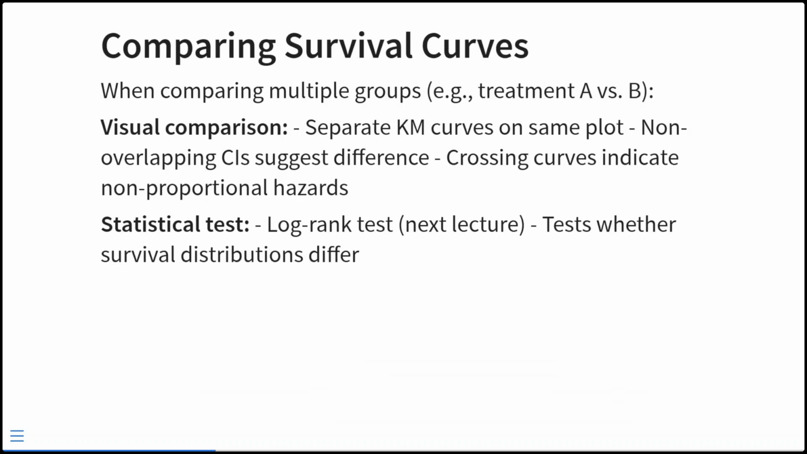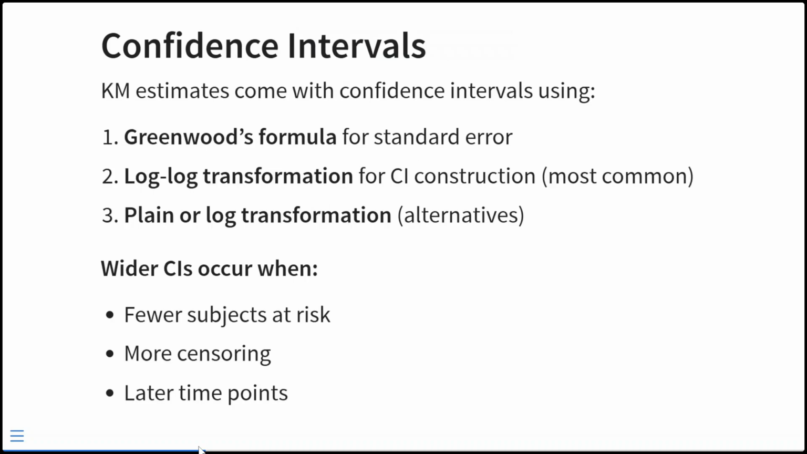So, comparing survival curves. When comparing multiple groups, between A and B, what do we do? You can either use visual comparison, where we plot various KM curves on the same plot, or non-overlapping CIs. For confidence intervals, we have various methods for calculating them, which R can automatically give you: the Greenwood formula, the log-log transformation, and the plain or log transformation.